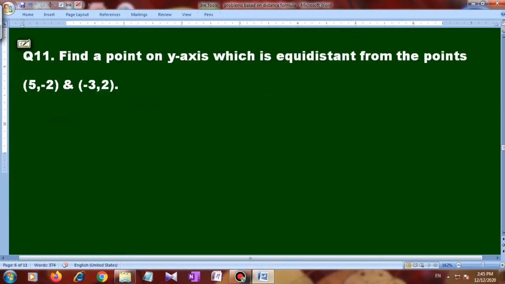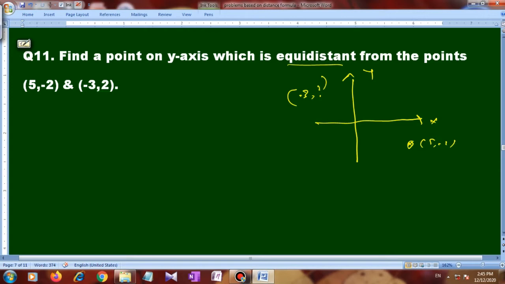Now our next question is, find a point on the y-axis which is equidistant from the points (5, minus 2) and (minus 3, 2). Clear? So suppose this is our x-axis and y-axis. Points are (5, minus 2) and (minus 3, 2). Suppose this is (5, minus 2), and the other point is (minus 3, 2), suppose here. We should find a point on the y-axis which is equidistant from these.